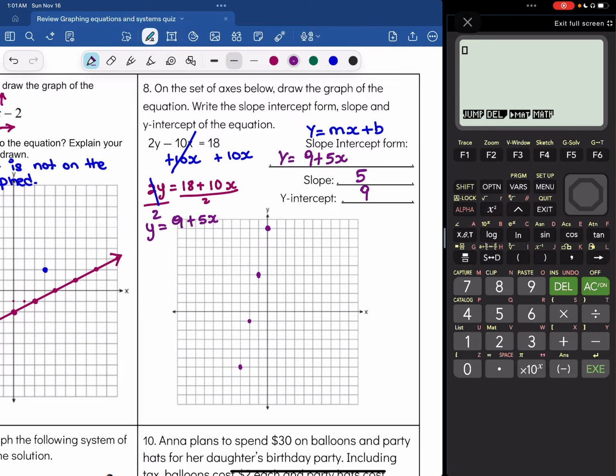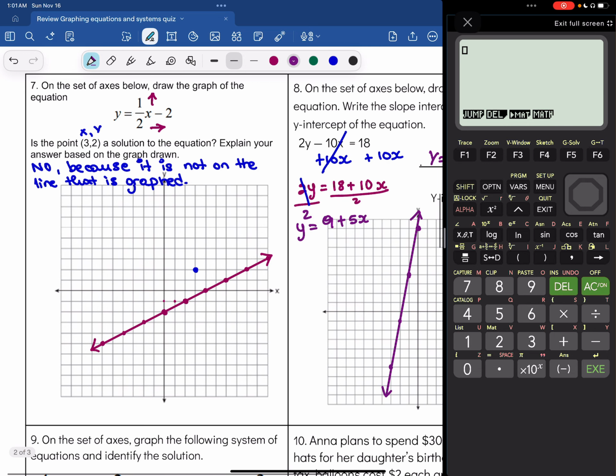Cool. Once I have the points, I connect those with a line. This equation also has infinite solutions, so we're going to put arrows on the ends of this line. And that's it. Cool.